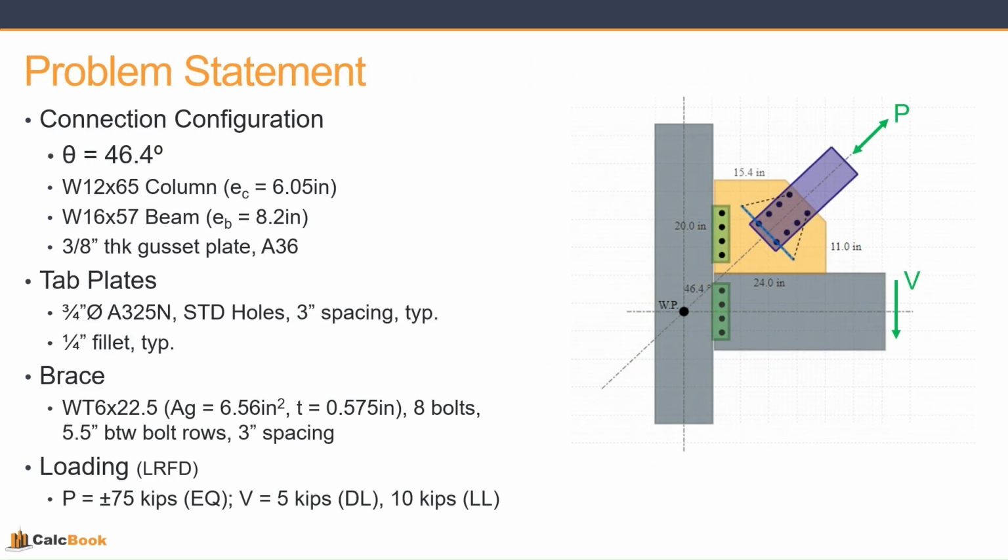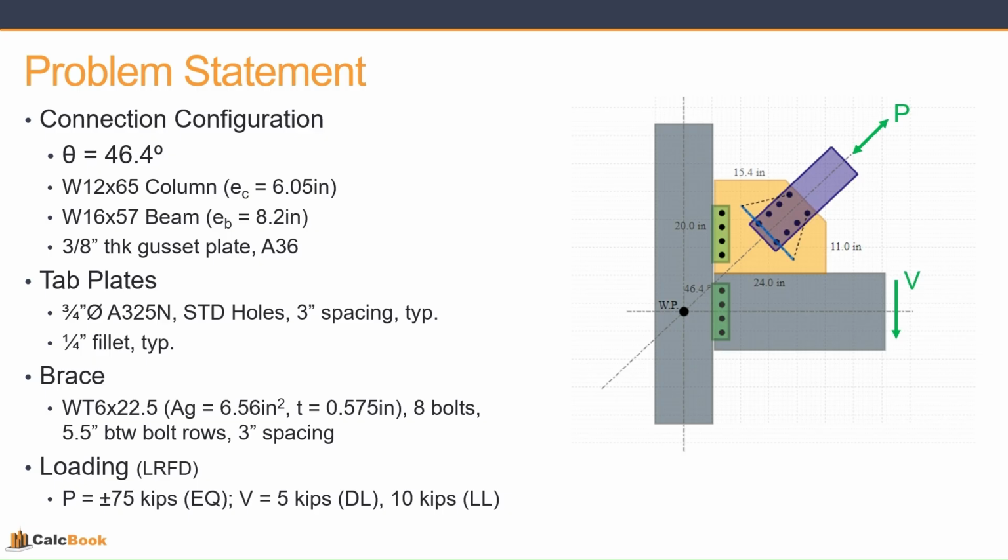So let's look at our problem statement for today. We have the following connection configuration. We have an angle of the brace of 46.4 degrees. That's from the vertical, which is how the uniform force method is calculated. We have a W12x65 column with half the depth of 6.05 inches, a W16x57 beam with half the depth of 8.2 inches, and a 3/8 thick gusset plate, A36 steel.